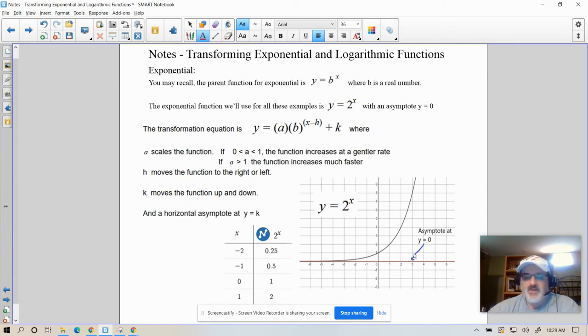y equals 0. An asymptote is a horizontal line, in this case, where the function gets closer and closer and closer. So as x goes out to negative infinity, the output gets closer and closer to 0. You can see that in this table. We have -2, -1, so it's going out to the left. Our outputs, our y's, are getting smaller and smaller. Then on the right-hand side, as you go out to the right, our output is getting larger and larger.